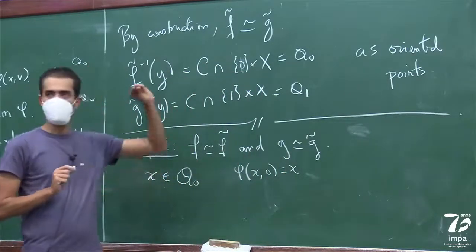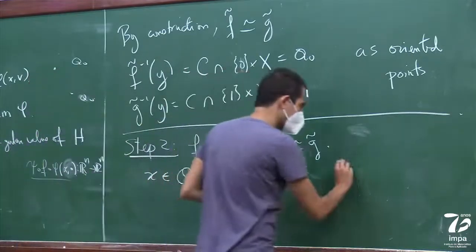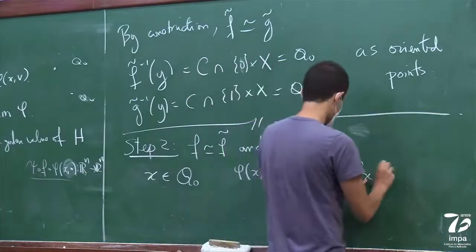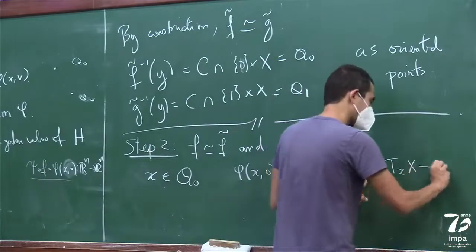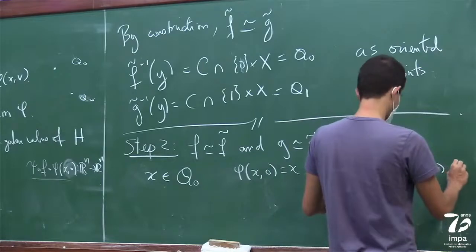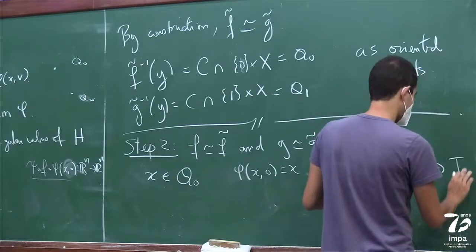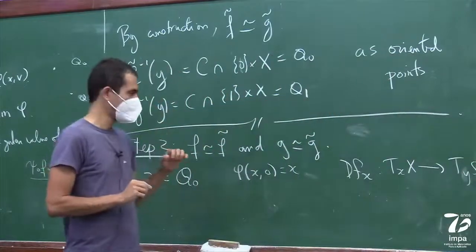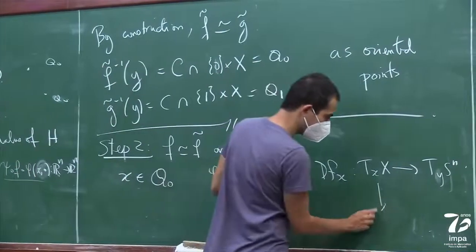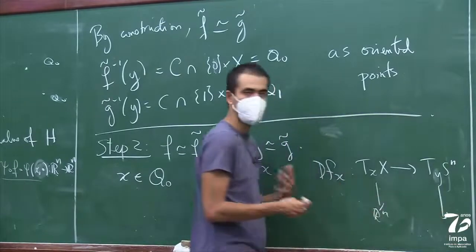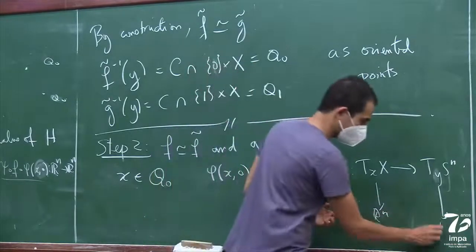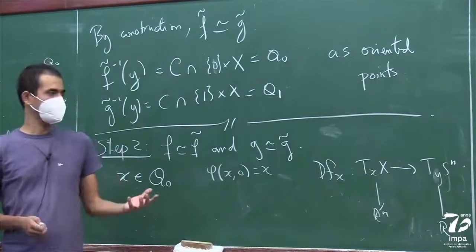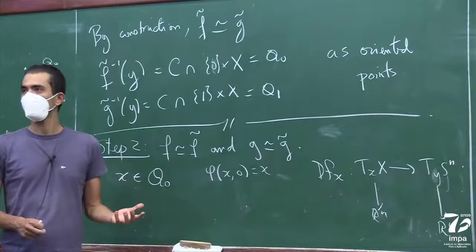So then I can look at the derivative at that point. The derivative of f at that point will be a map from the tangent space of x to the tangent space of y of Sn. But when I use the derivative of phi, I can identify this with Rn. And when I use the derivative of the stereographic projection, I identify this with Rn. And the stereographic projection is orientation preserving by choice.